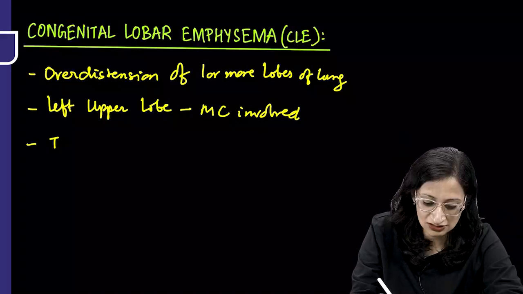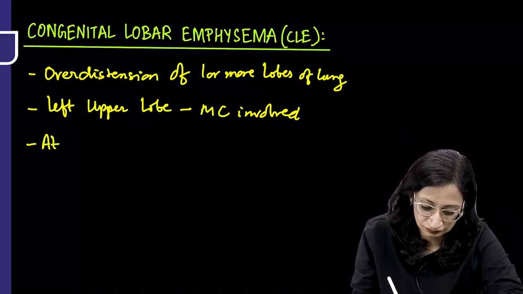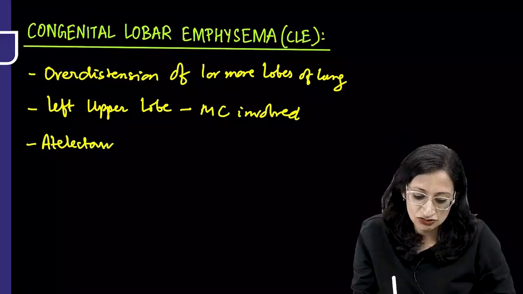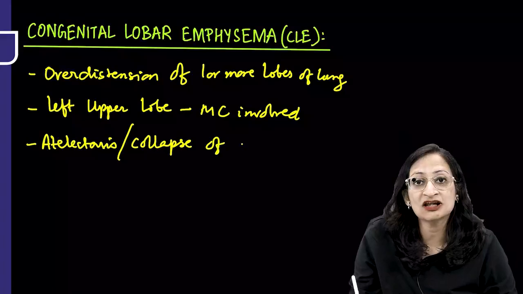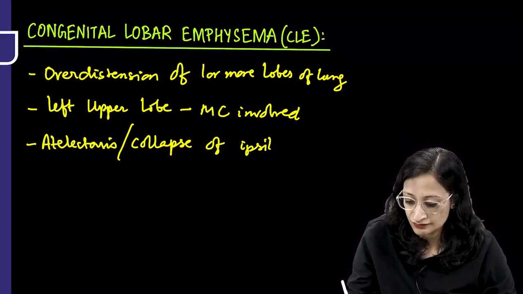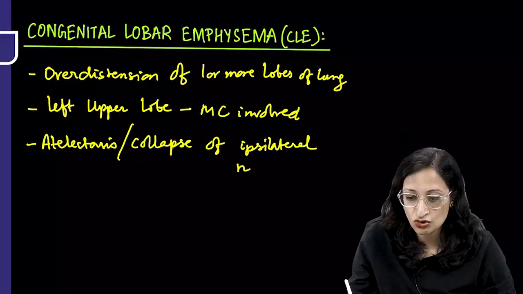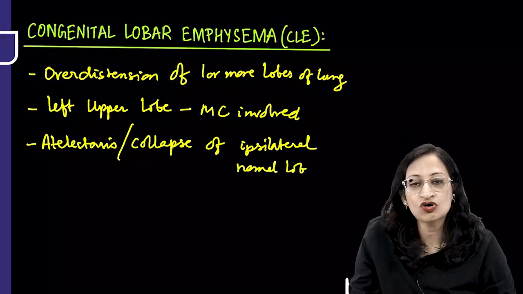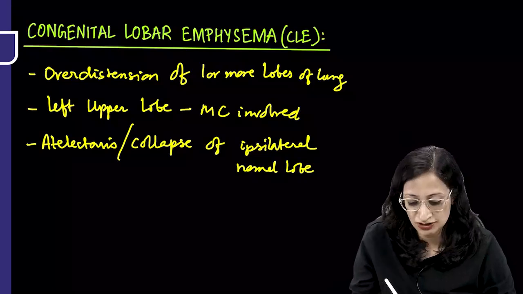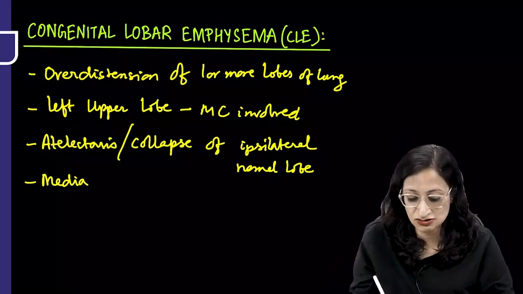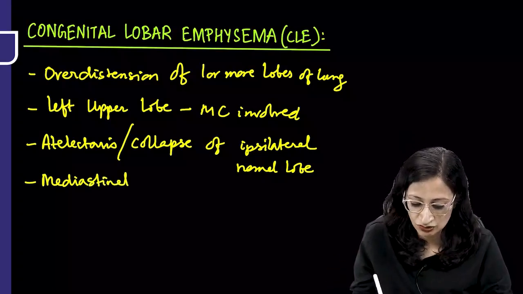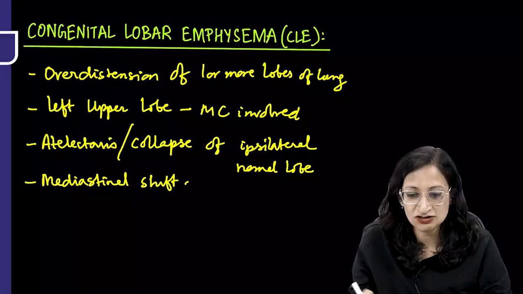So atelectasis or collapse of the ipsilateral normal lobe. And of course, there is mediastinal shift of the overdistended segment as well.